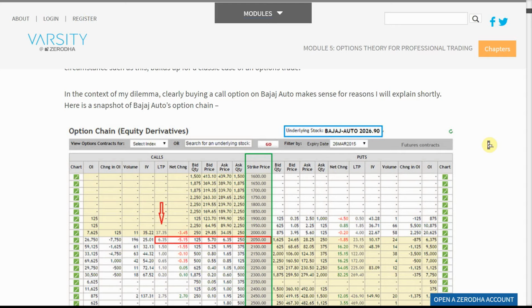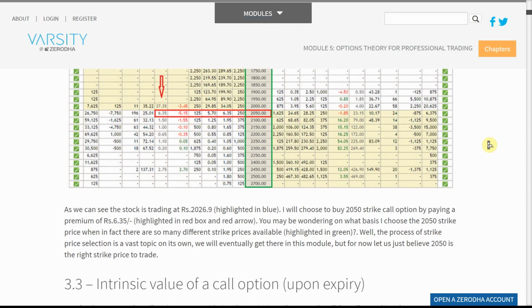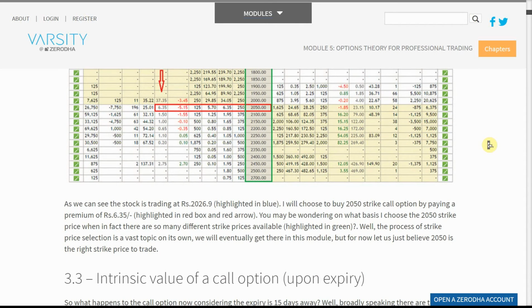You may be wondering on what basis I chose the 2050 strike price when in fact there are so many different strike prices available, highlighted in green. Well, the process of strike price selection is a vast topic on its own. We will eventually get there in this module. But for now, let us just believe 2050 is the right strike price to trade.